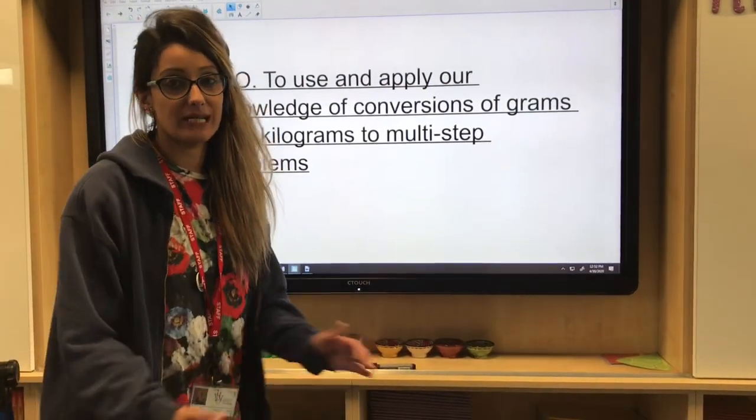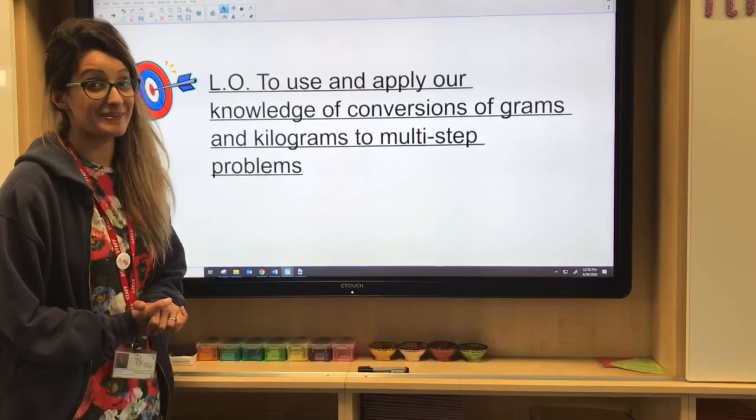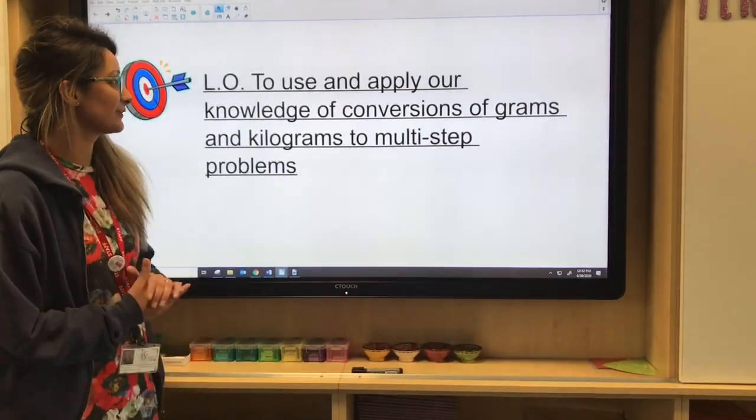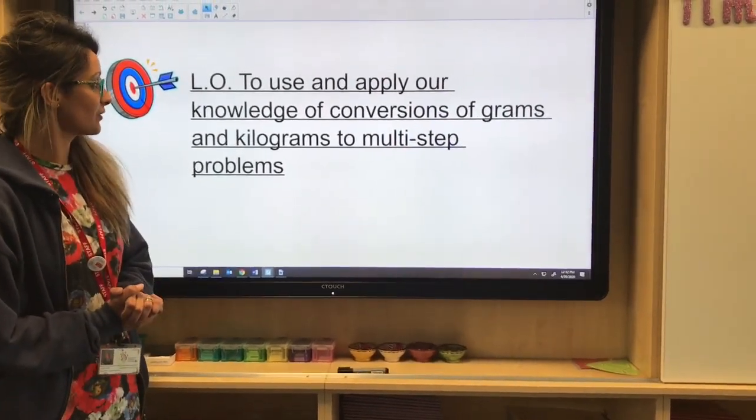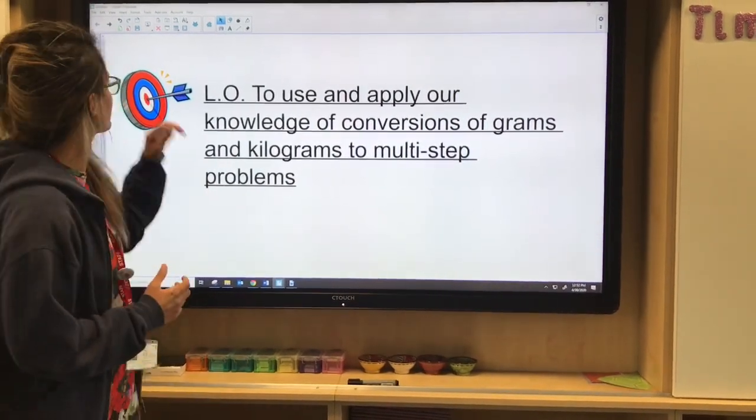Hello Year 6. Right, today let's have a look at our LO. Do you want to read it with me, Mrs. Gale? That'd be great. 3, 2, 1. LO: To use and apply our knowledge of conversions of grams and kilograms to multi-step problems.